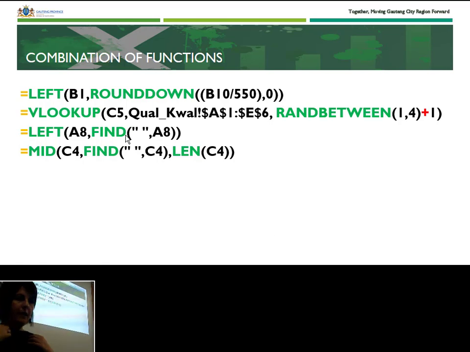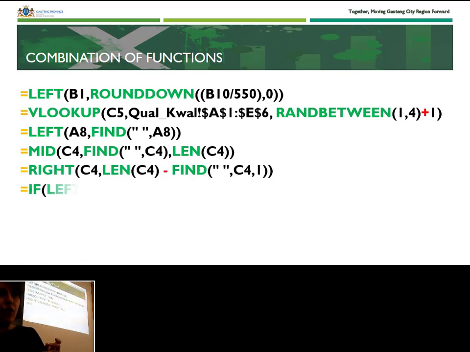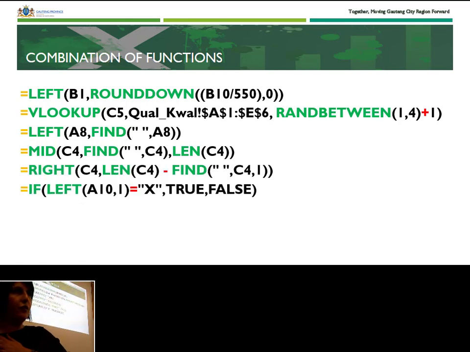Look at the next one, MID. Where do you want to extract the text from? Okay, from where to where? From the character number of the space until the character number of the last letter. So it's not constant. Can you see that? All variables. And so on and so forth.